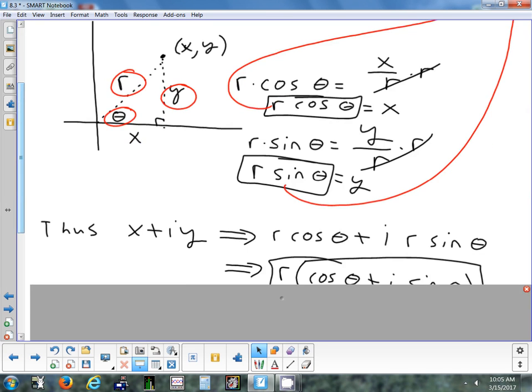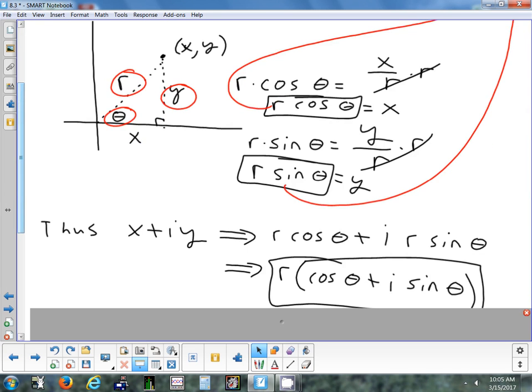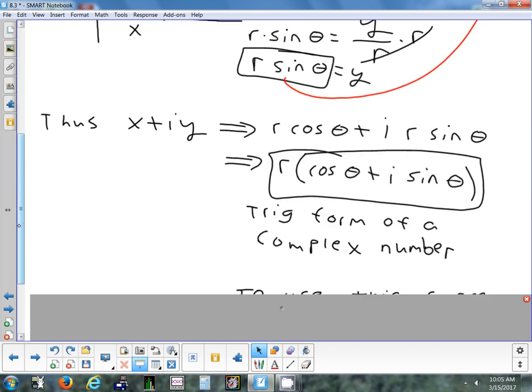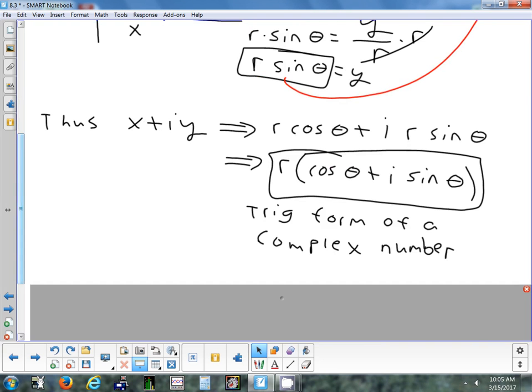I can factor it out. So what I've done is I factored an r out of the first term, and I'm left with cosine. And I factored an r out of the second term, and I'm left with I sine. And that is the trig form of a complex number. Okay, so if you were writing something in trig form, a final answer would look just like this: 2 cosine 10 degrees plus I sine 10 degrees.